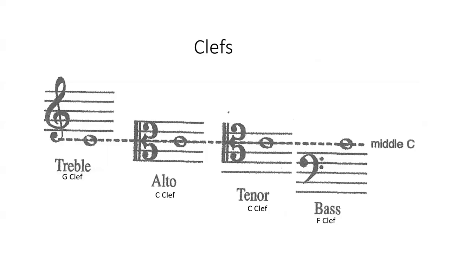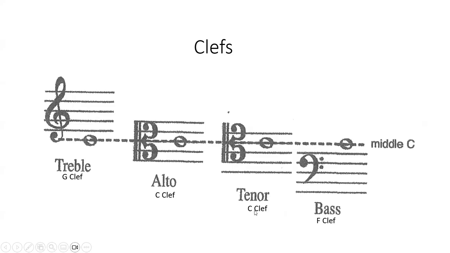The clefs, I say most people are treble clef readers or bass clef readers. You're really after where the middle C is on the clef. On the treble clef, the middle C goes through the bottom. Okay, it's also called the G clef because the symbol starts on the G line. Okay, on the alto clef, the middle C goes through the middle line, so it's also called the C clef because it goes through the middle of the symbol.